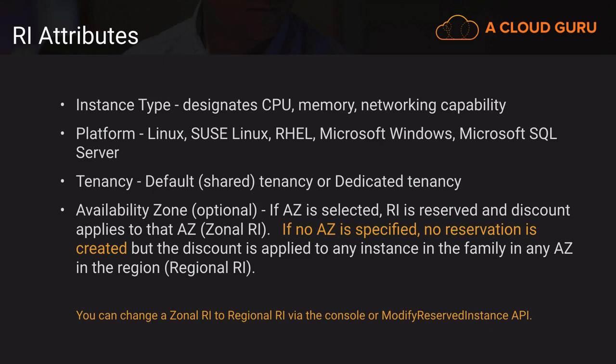Now, if we do happen to choose an availability zone, that reserved instance and that discount is only going to apply to that AZ. And that's called a zonal reserved instance. The benefit there is it creates that availability guarantee in that AZ that I was talking about before. If you don't choose an AZ, well, you get the flexibility to use that reserved instance in any AZ, but you don't get the guaranteed availability in any one AZ. And you can change back and forth between zonal and regional on the console or via API.